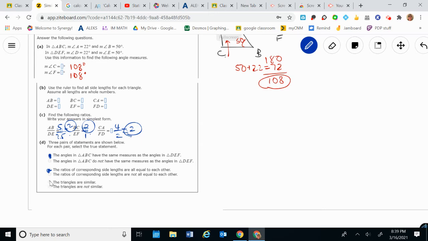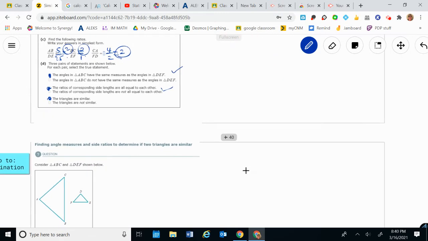The triangles are similar. The triangles are not similar. Yes, they are similar. Okay, we knew they were similar, by the way, simply by this. That proves they're similar. If they have the same angles, they are similar. You could also prove it without the angles if we had the ratios of the sides. That would prove it's similar. You don't need both conditions. You could have either or.